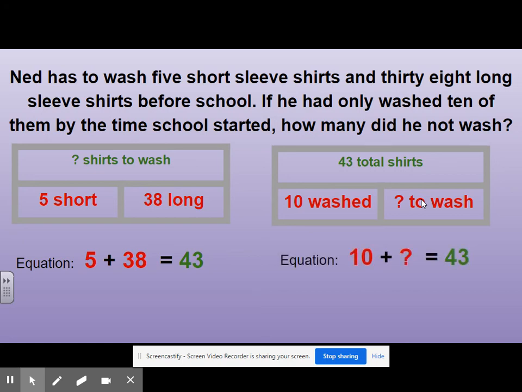10 plus something equals 43, or maybe you wrote it as a subtraction equation. 43 minus 10 would also be appropriate. And if I did that math, 43 minus 10, I would get 33. He has 33 shirts left to wash.